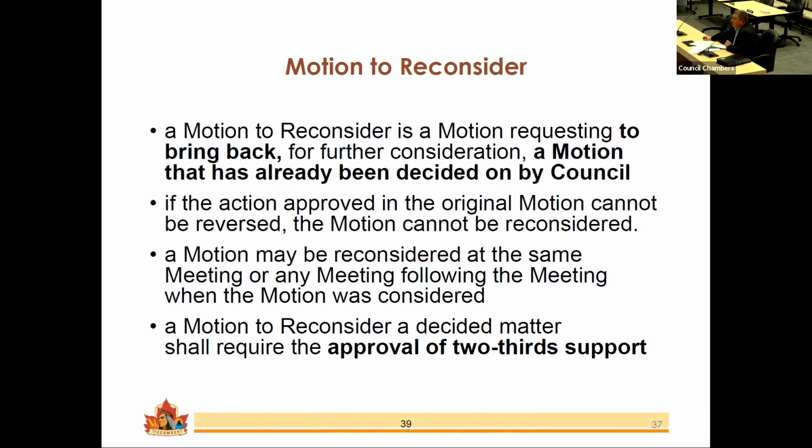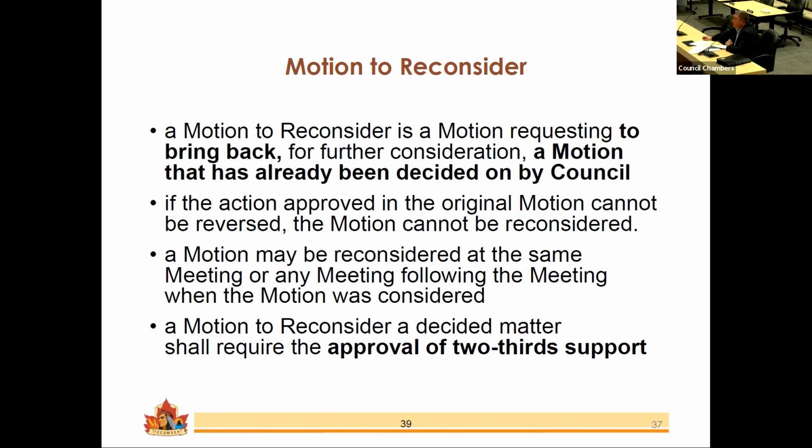This may not be used often, but this is a motion to reconsider. This is a motion requesting to bring back a matter that's already been decided or voted upon. A caveat that goes with this is if the action approved in that original motion cannot be reversed, has in fact been acted upon, then the motion cannot be reconsidered.